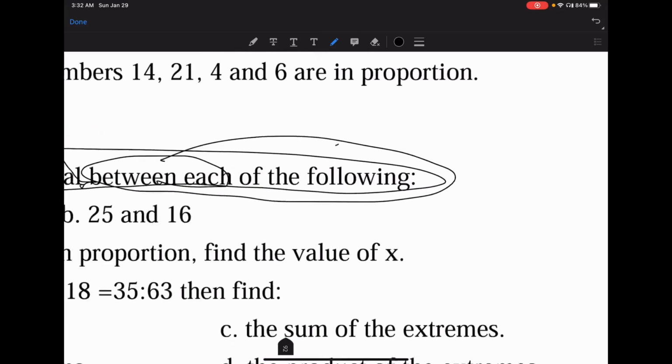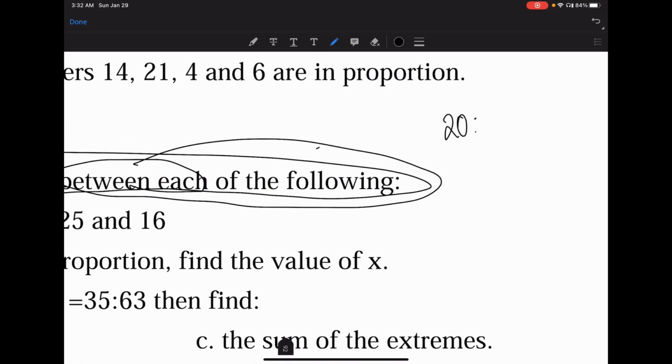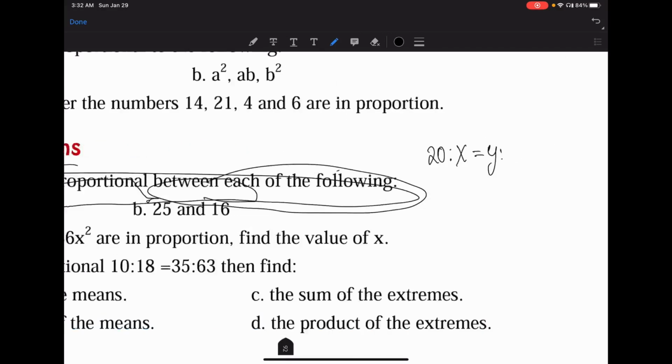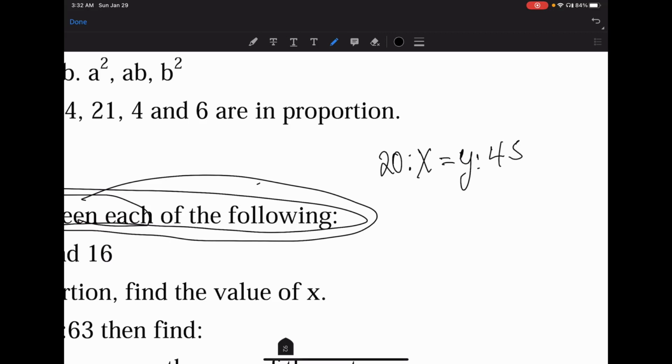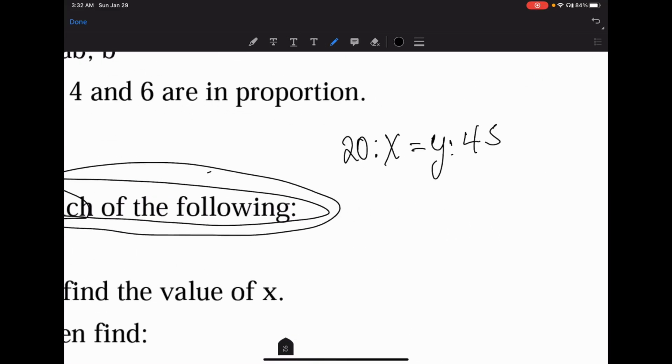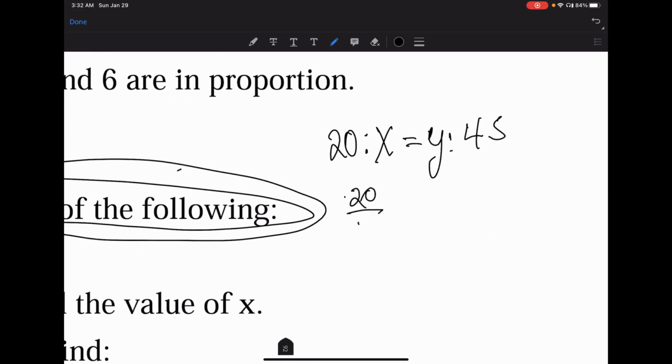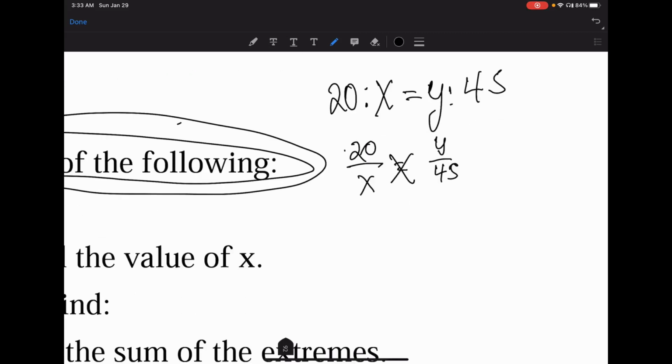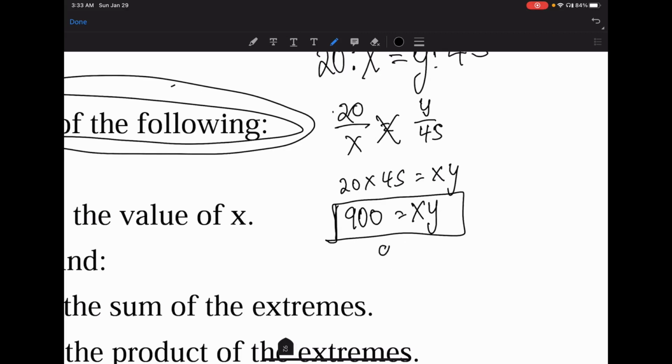Since 20 and 45 are the extremes, 20 ratio x is equal to y ratio 45. This means 20/x is equal to y over 45. Cross-multiplying, 20 times 45 is equal to x times y, which is 900. So xy is equal to 900.